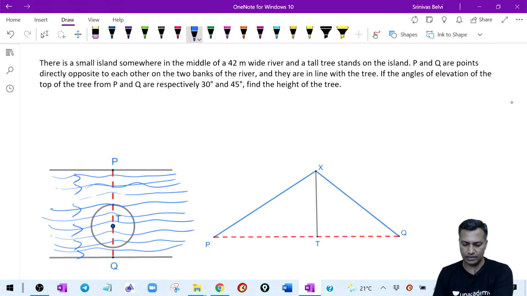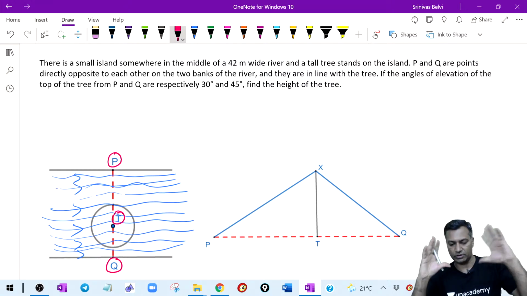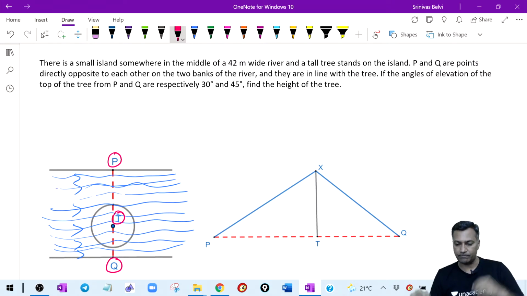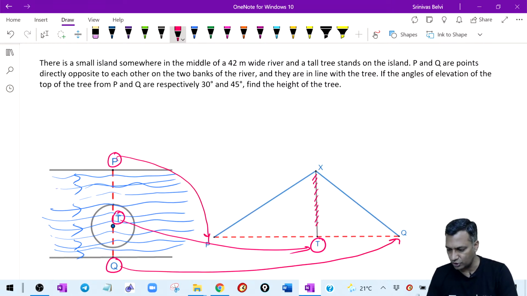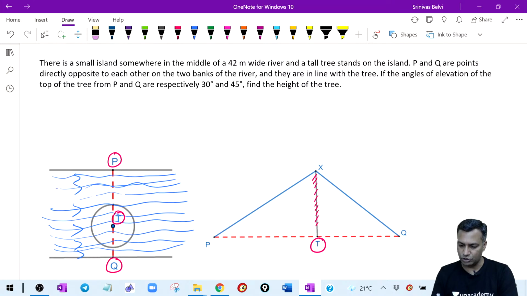Now there is an island. On the island, there is a tree, which I marked as T. And there are two opposite points on the banks of the river from where you are observing this tree. So let's say the tree has a height. This is the height of the tree, which is TX. There is a point P which has come here, and a point Q which has gone there. Same thing, I tried to put it in a different perspective. This is the first visualization. Maybe this is the second visualization.